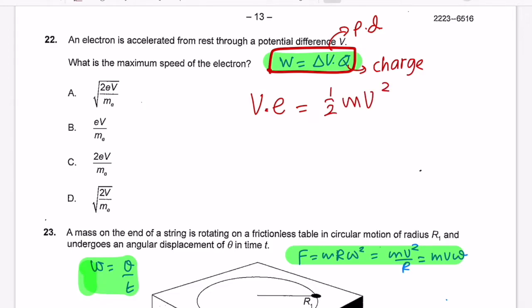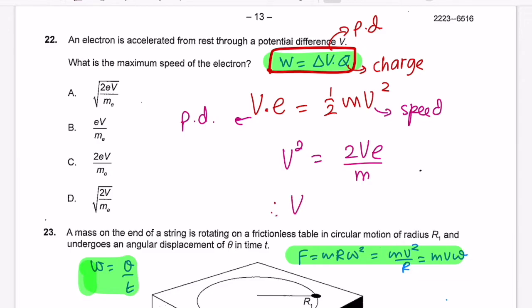V stands for, don't get confused, this is the speed and this is potential difference. Two concepts. So from there, v squared equals 2Ve over m. So final speed is the square root of 2Ve over m. Answer should be A.